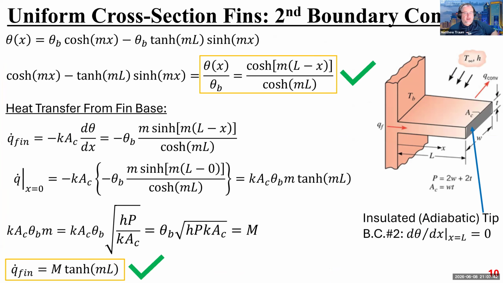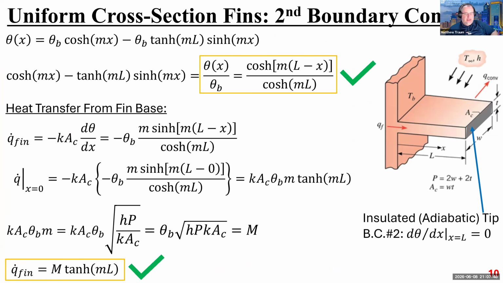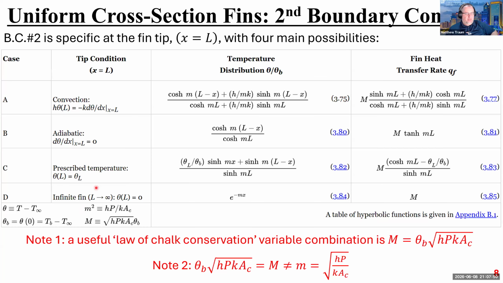So you should be able to see in the book for case A. I've done it for case B. Case C is pretty easy, right? Oh no, I lied. Case C is actually the hardest one. You get all these ugly sines and cosines, hyperbolic sines and cosines. What I was wanting to say is case D is easy, right? You get these really nice, clean expressions, but you have to know what an infinite fin is, and we're not ready for that yet.